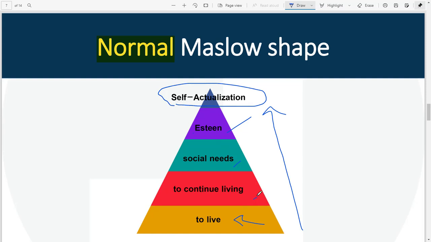After you've answered and satisfied this one, you're going to go to the second floor, and this one is this. Then you're going to go to the third floor. Maybe you want some chocolates. Chocolates are here. You need to eat some chocolate because it's fun. You need to go to the cinema. This one is here. And after all of this, you're going to answer this need. But that's in a normal situation.